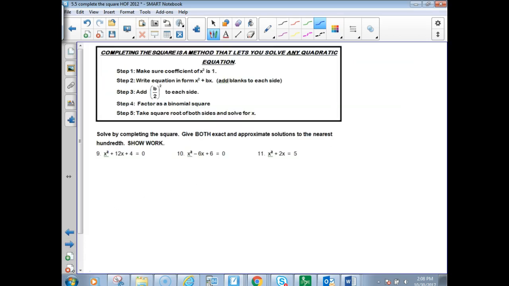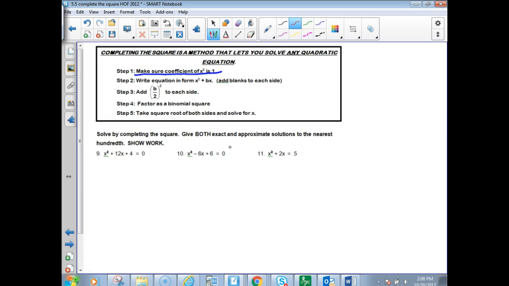Okay, so now we're going to do completing the square to solve any quadratic. First, you want to make sure that the coefficient of x squared is 1. If it's not, you have to divide by whatever that number is till you get it to be a 1 there. Okay? Write an equation in the form x squared plus bx, add blanks to each side, and then add half of b squared to each side. Factor as a binomial and take the square root of both sides to solve it.